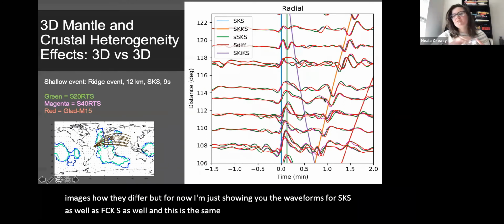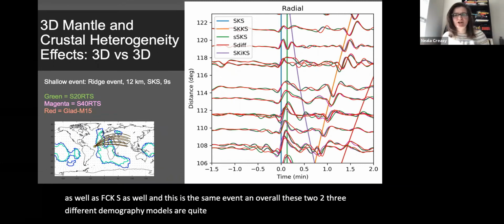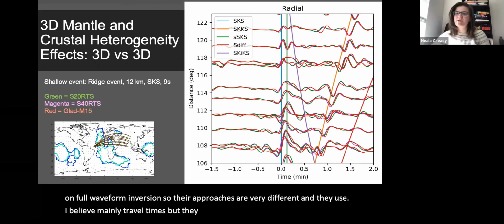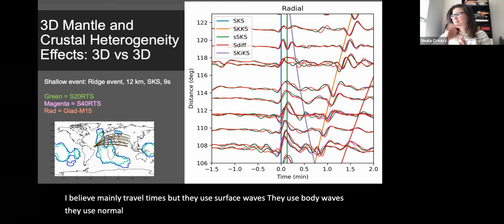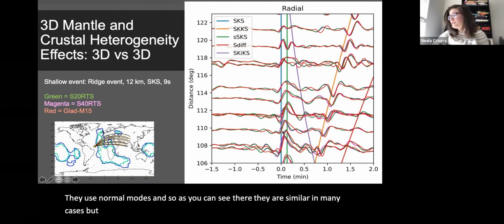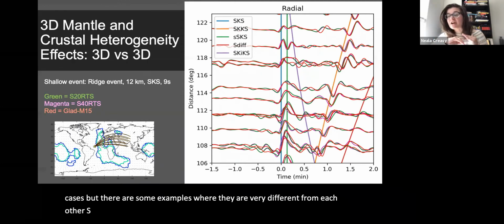And overall, these three different tomography models are quite different. S20RTS and S40RTS are not based on full waveform inversion, so their approaches are very different. They use, I believe, mainly travel times, but they use surface waves, they use body waves, they use normal modes. As you can see, they are similar in many cases, but there are some examples where they are very different from each other. S20RTS and S40RTS are fairly similar to each other.